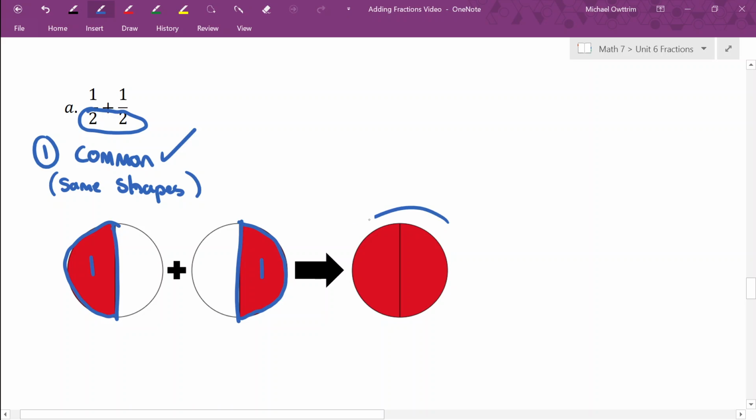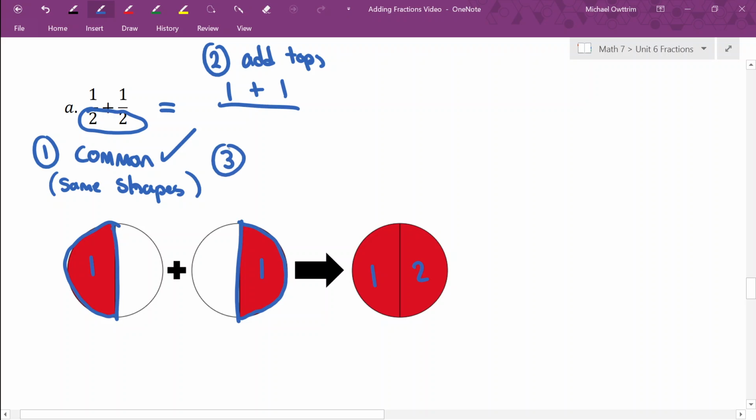So we'll go ahead and put them together in our answer. We can just count them up. And we can see that we have 2 sections filled in into our whole out of a whole made of 2 sections. How do we get that from our symbolic work? Well, we're going to go ahead and engage in step 2, which is add the tops. We're going to do 1 plus 1 on the top.